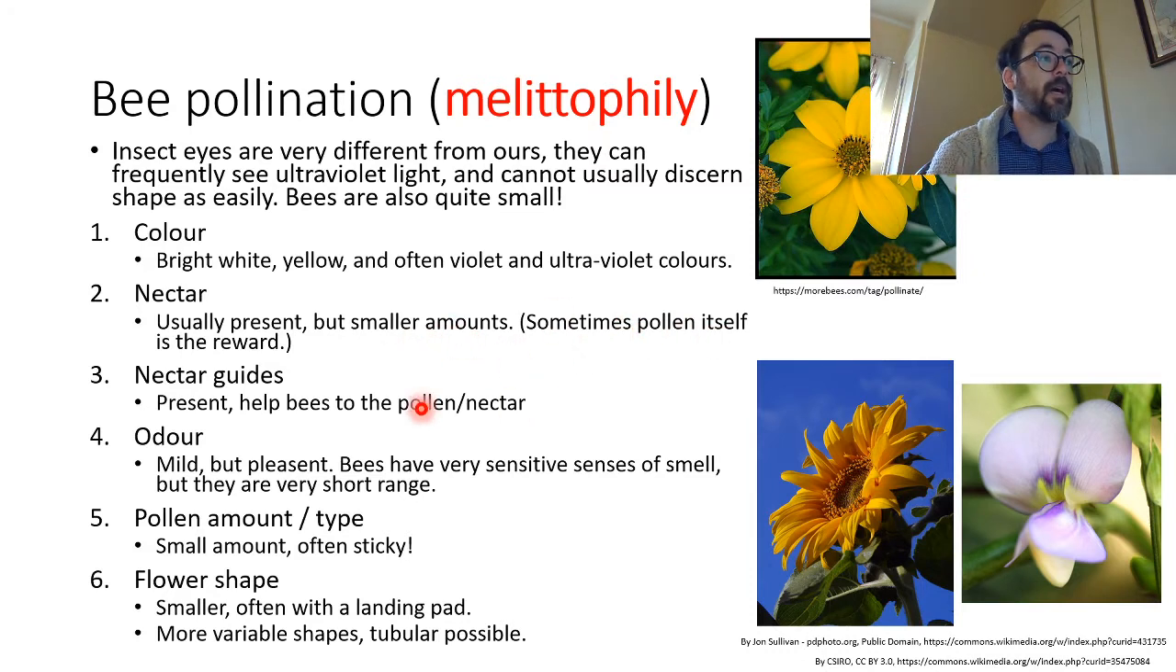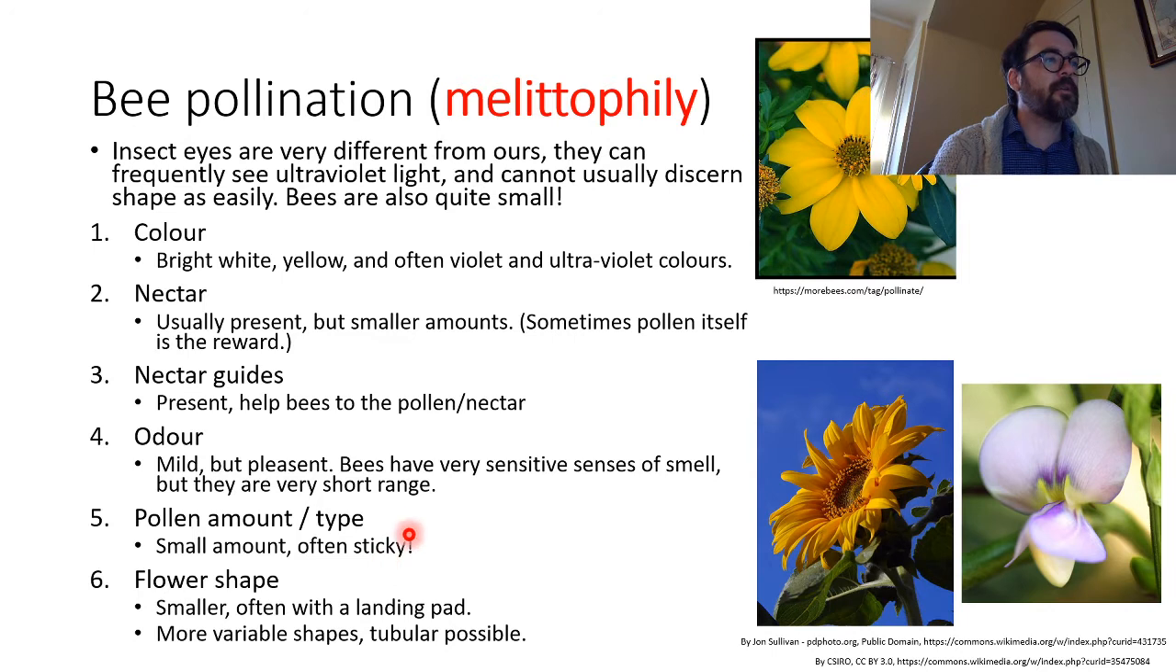And also sometimes pollen itself can be the reward. You need nectar guides to help bees find their way to the center of the plant because they can't discern shape very easily. You want a mild but pleasant odor. Bees have very sensitive senses of smell, but they can't smell very far.